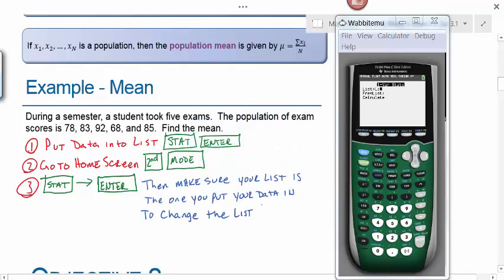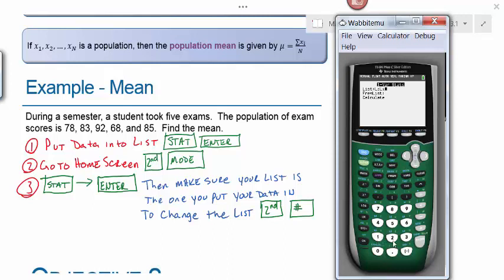To change the list on your data, you're going to hit second and then the number that corresponds to the list of your data. So if your data was in list 1 and you wanted to put a list 1 there, you would hit second and 1. Oops, but you should have cleared out the list 2. Hit second and 1, and then that changes your data to list 1. I put my data in list 2, so I'm going to delete this and put second 2. And then you just hit enter.